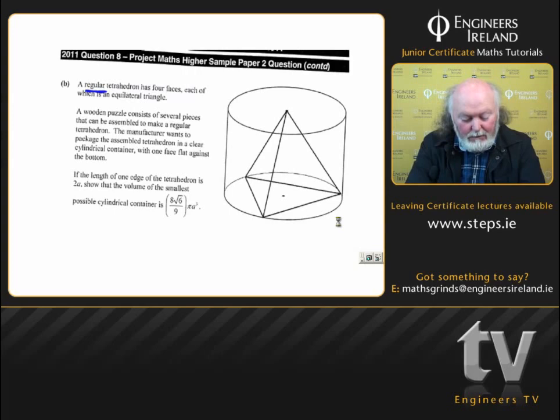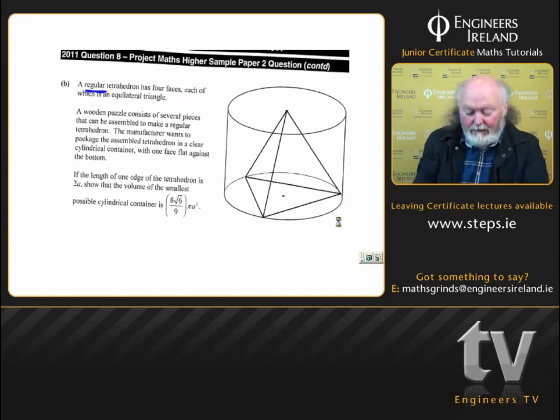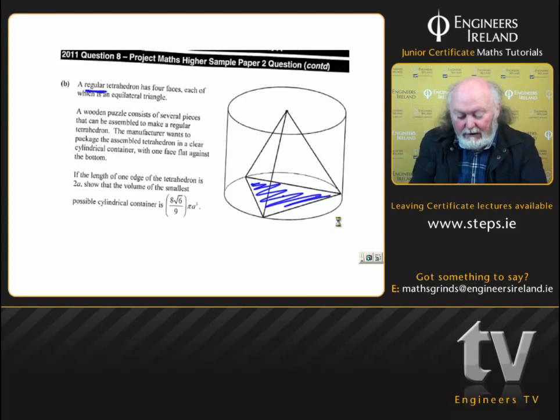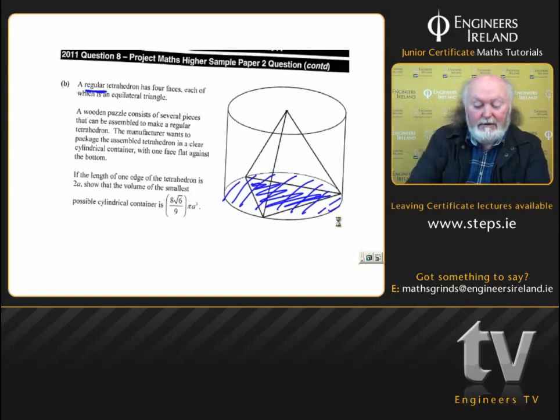A wooden puzzle consists of several pieces that can be assembled to make a regular tetrahedron. The manufacturer wants to package the assembled tetrahedron in a clear cylindrical container with one face flat against the bottom. So we know the base face of the tetrahedron is on the same plane as the base of the cylinder.